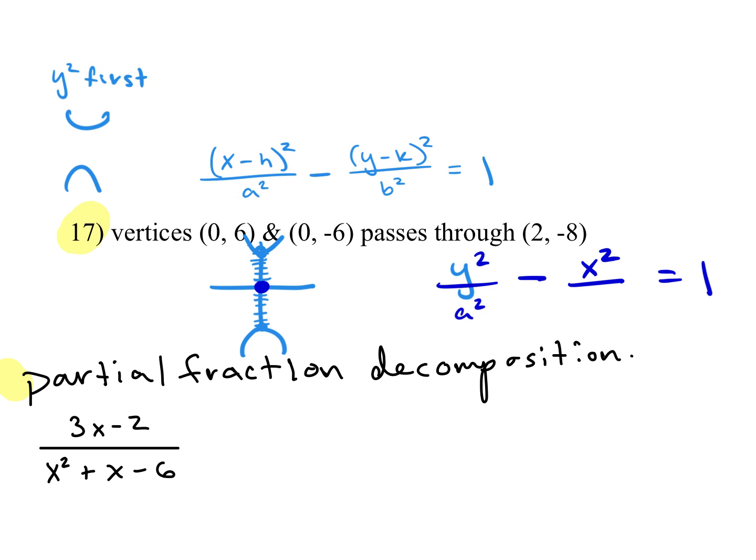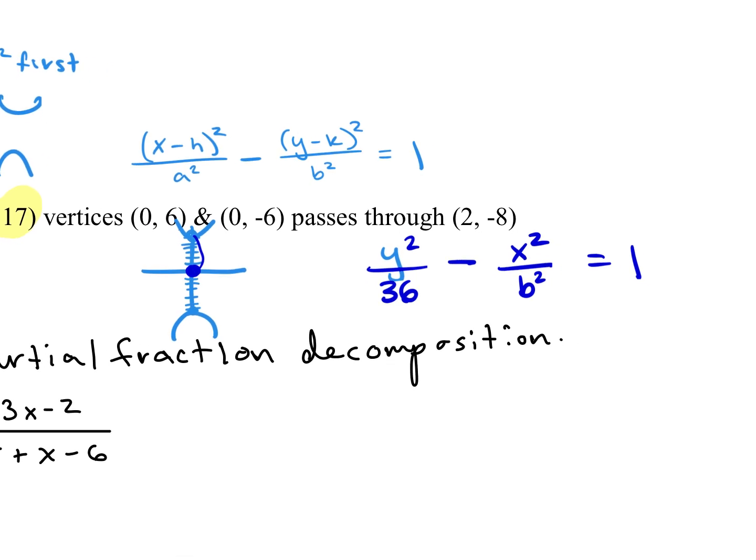But even just knowing this, you could probably find the answer from here. Knowing that your y squared comes first, you'll probably be able to eliminate at least 2 answer choices. A is the distance from the center to the vertex. So 0 to 6 would be 6. So a squared would be 36. We don't know what b is yet, so I'll just call it b squared. But if it passes through the point 2, negative 8, we can plug in 2 into the x and negative 8 for the y and solve for b.